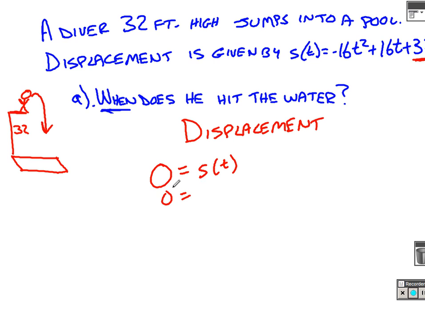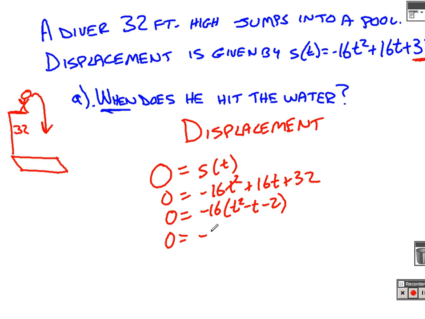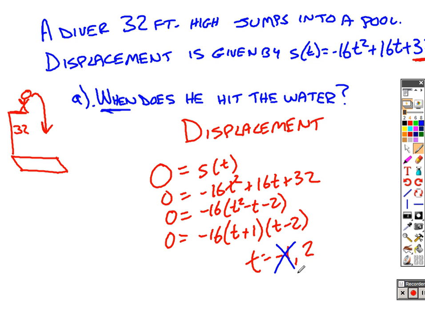When is 0 equal to negative 16t squared plus 16t plus 32? Well, I can factor here, and try to find out exactly when that would be. Factor out a negative 16, I get t squared minus t minus 2. If I reverse FOIL to factor it, I should get t plus 1 and t minus 2. That means t can equal either negative 1 or positive 2. Well, when would this make sense? Would it ever make sense for us to have a negative time? No. So we're going to ignore that one and say he's going to hit the water at t equals 2.